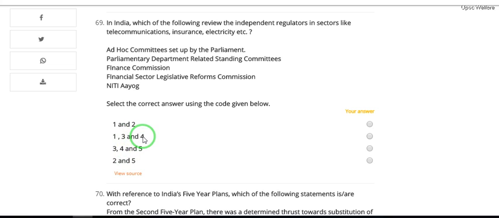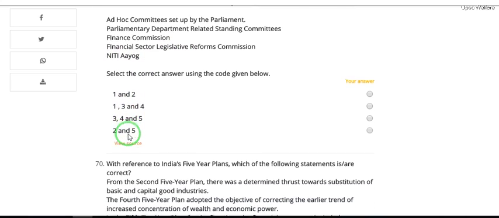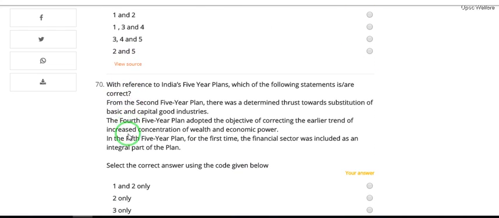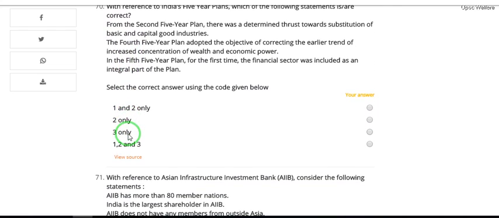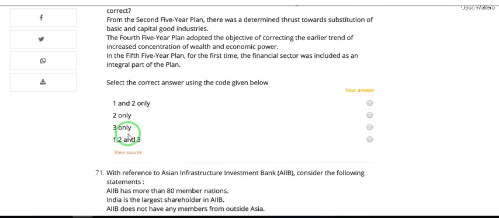One is the ad hoc committee, second one is the special parliamentary committee. So we don't have the choice, so actually I will go with the ad hoc committee as well as the Finance Commission, and 3 will be, and yes, the fourth one, in my opinion B will be correct, but I still have confusion in this question. Question number 70, of course I have confusion.